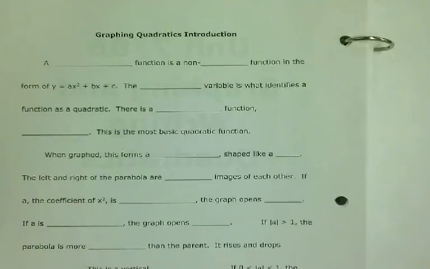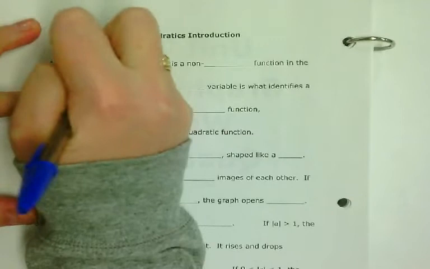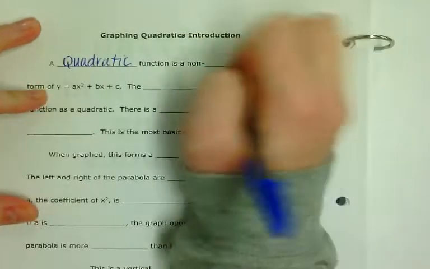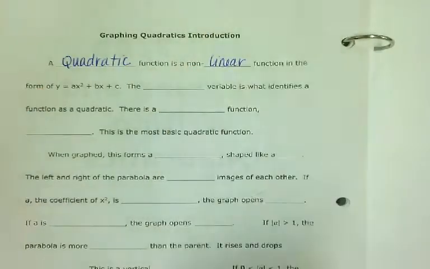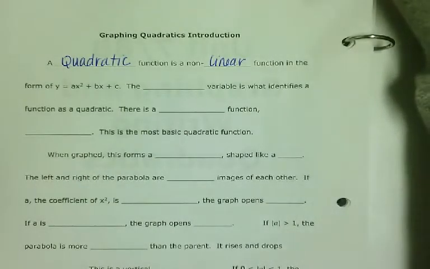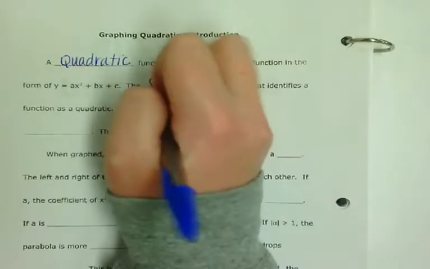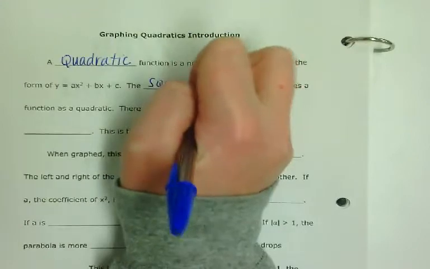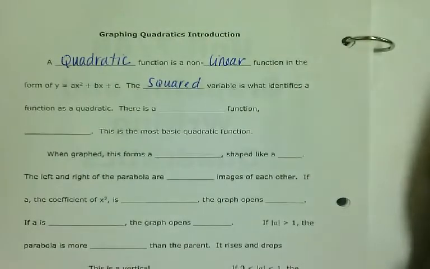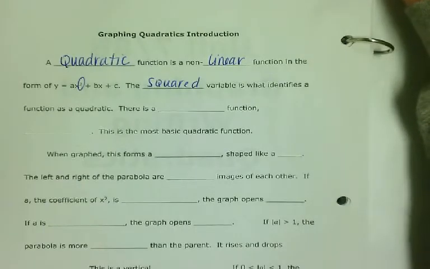Okay, so we're going to do these graphing quadratics introduction notes. So we have some fill in the blank stuff here. So a quadratic function is a non-linear function, which means it is not a line. It is in the form of y is ax squared plus bx plus c. The squared variable is what identifies it as a quadratic. So if there is not a squared anywhere in your function, it is not a quadratic function.